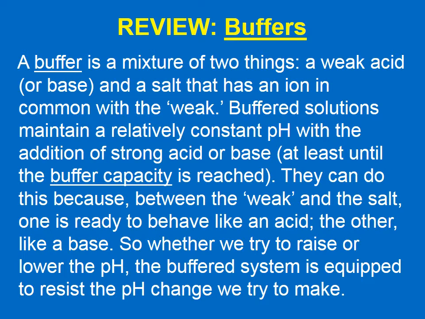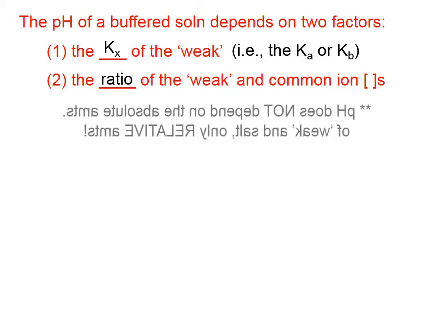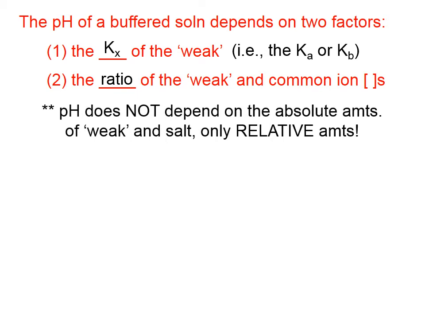The pH of a buffered solution depends on two factors: the Kx of the weak, that is the Ka or the Kb. If it's a weak acid, we use Ka. If it's a weak base, we use Kb. And secondly, the ratio of the weak and common ion concentrations. The pH does not depend on the absolute amounts of weak and salt, only relative amounts.